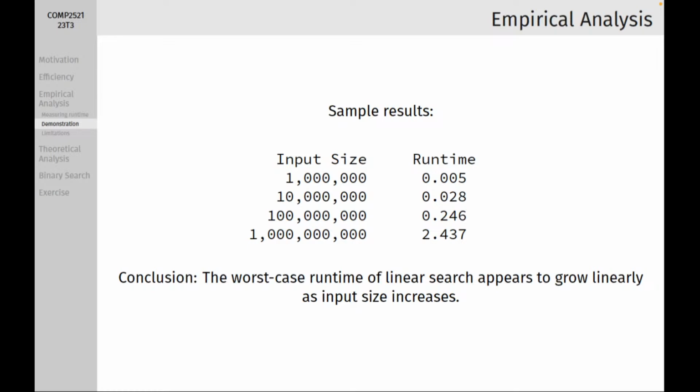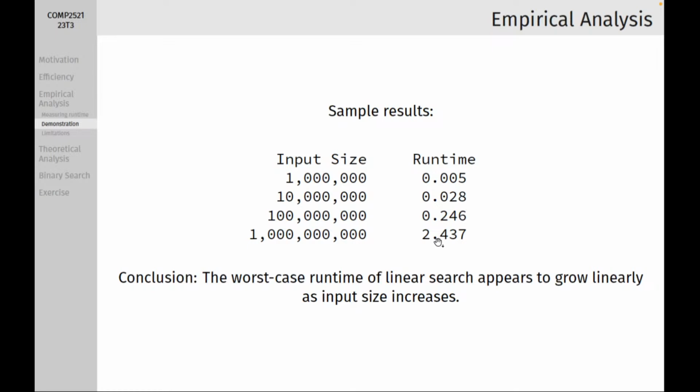Yeah, 24 seconds, right? Because the trend seems to be a linear trend. So if we increase the input size by 10 times, the runtime should also increase by 10 times, right? And 10 times this is about 24 seconds. So our conclusion from running this empirical analysis is that the worst case runtime of linear search grows linearly as the input size increases.